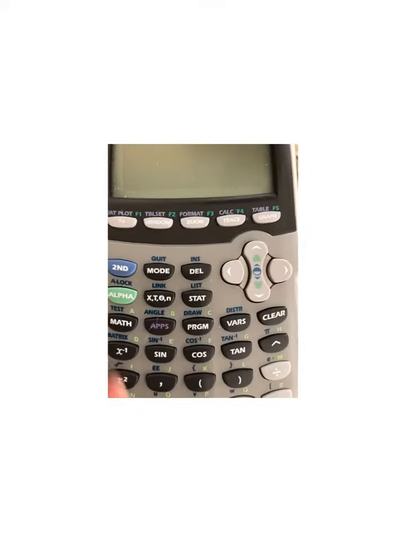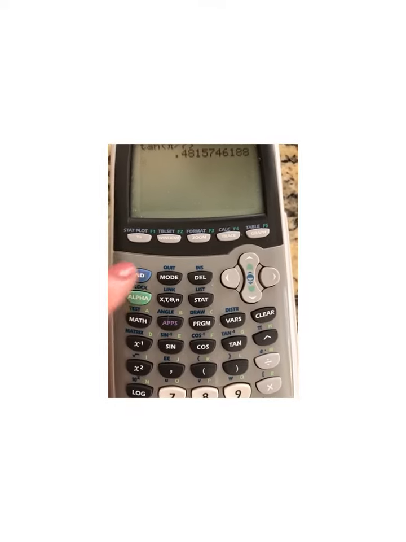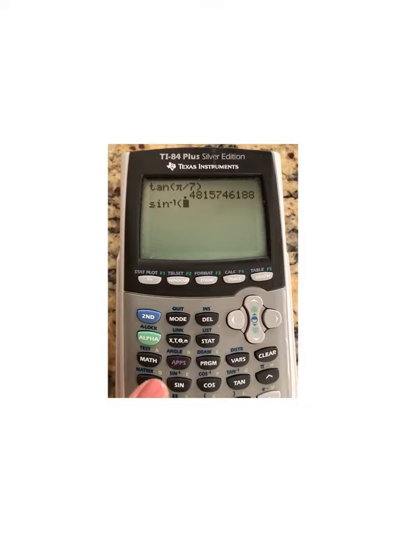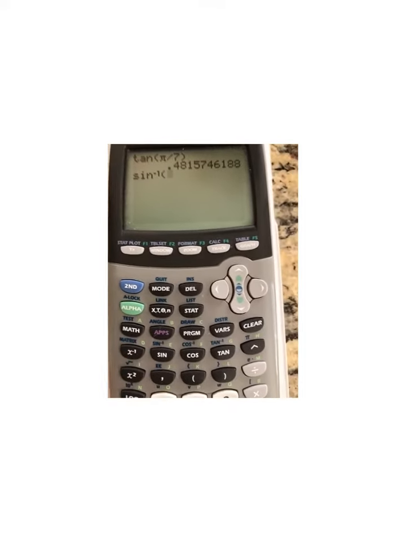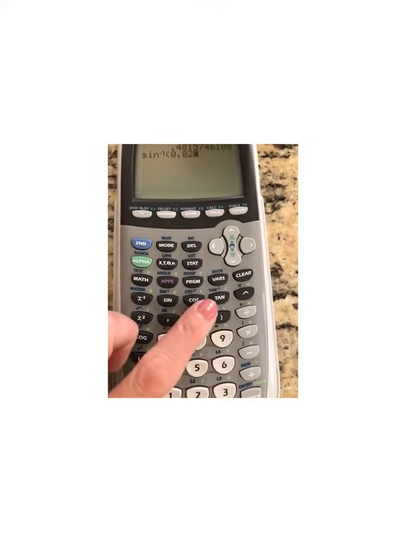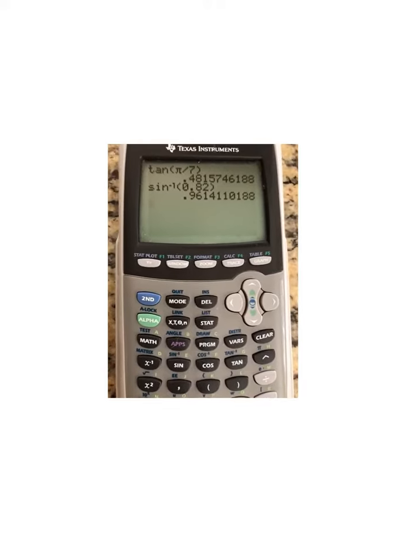Oh, my hand is hurting. Alright, so first, the sine inverse button is right above the sine button. How do you get there is second, and then press sine, and you should see the sine inverse, and just type in 0.82. Parentheses closed, and then hit enter. This is a lot harder than I thought. All right, so you should see that value.